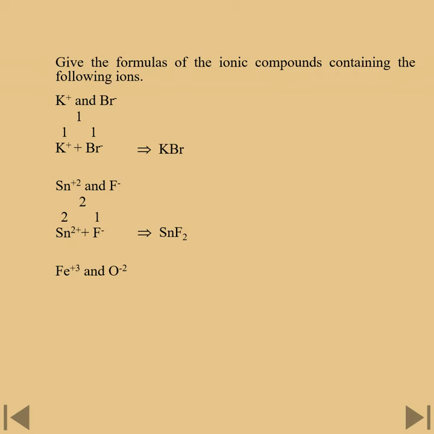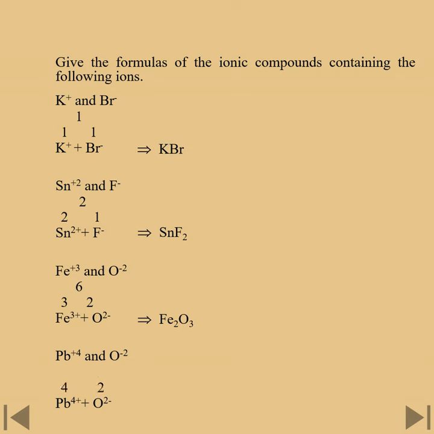Next, we want to know the formula of the compound that contains the iron 3 ion and the oxide ion. Well, those charges are our bonding numbers. The least common multiple of 3 and 2 is 6. That tells us +6 is balancing -6. So how many +3 ions gives us +6? And how many -2 ions give us -6?